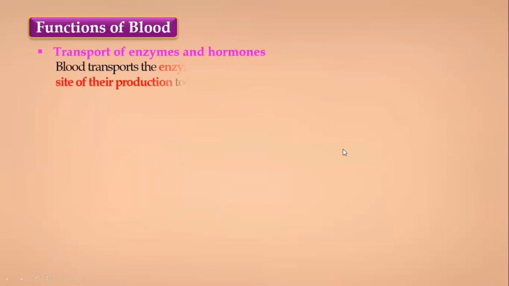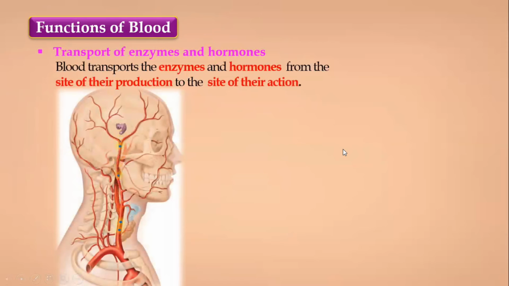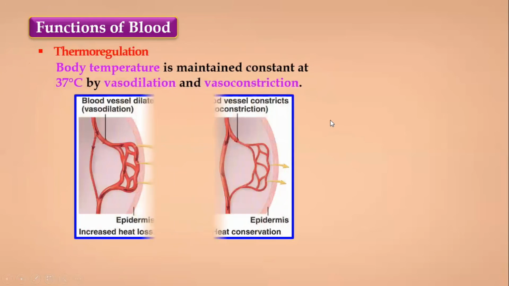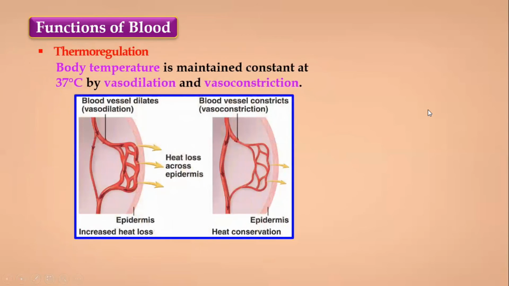Blood also carries enzymes and hormones for our growth from the site of their production to the site of their action. Why do they all come to the throat? Because our voice also changes because of the hormonal action in our body. As we grow, our voice changes. Thermoregulation also, body temperature is maintained and remains constant around 37 degrees Celsius or 98.6 Fahrenheit for a normal body temperature, and this is because of thermoregulation.